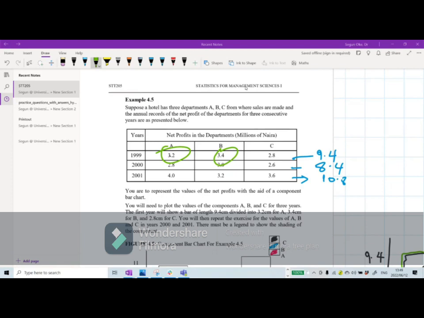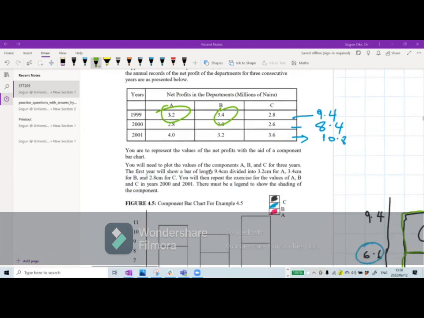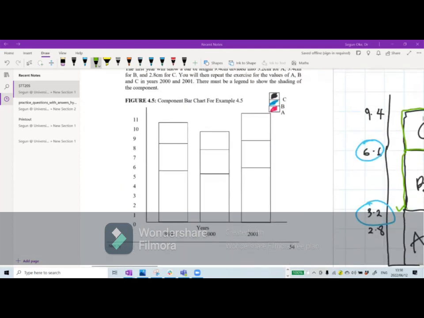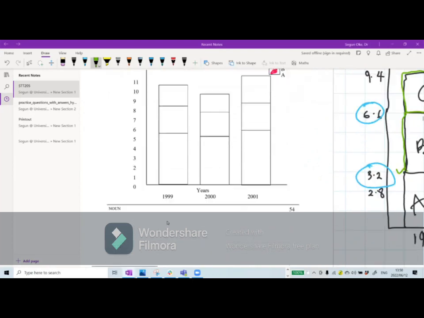3.2 plus 3.4 plus 2.8. What do you have? 9.4. So you do the same thing to 2000. You do the same thing to year 2001. You can extend this one to be able to cater for 2001.